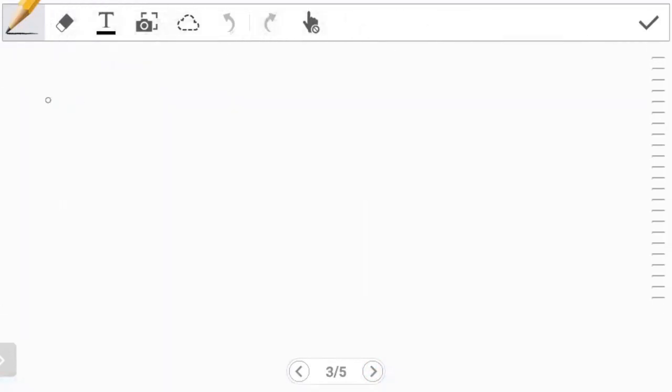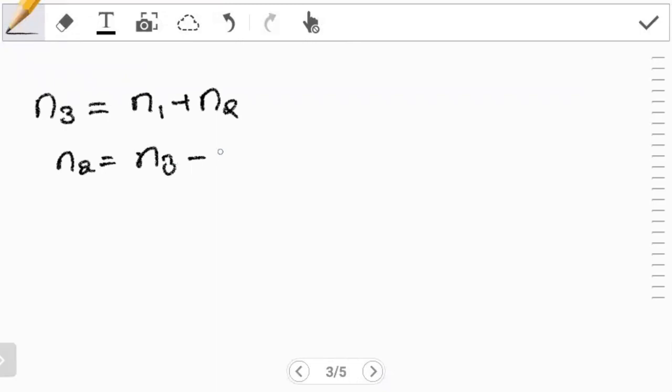Okay, now having obtained what N1 and N3 are, we can easily calculate what N2 is. As we saw earlier on, to get N3 all we had to do was add N1 plus N2. So to get N2, we just have to subtract N1 from N3, meaning that we use those two values for N3 and for N1.